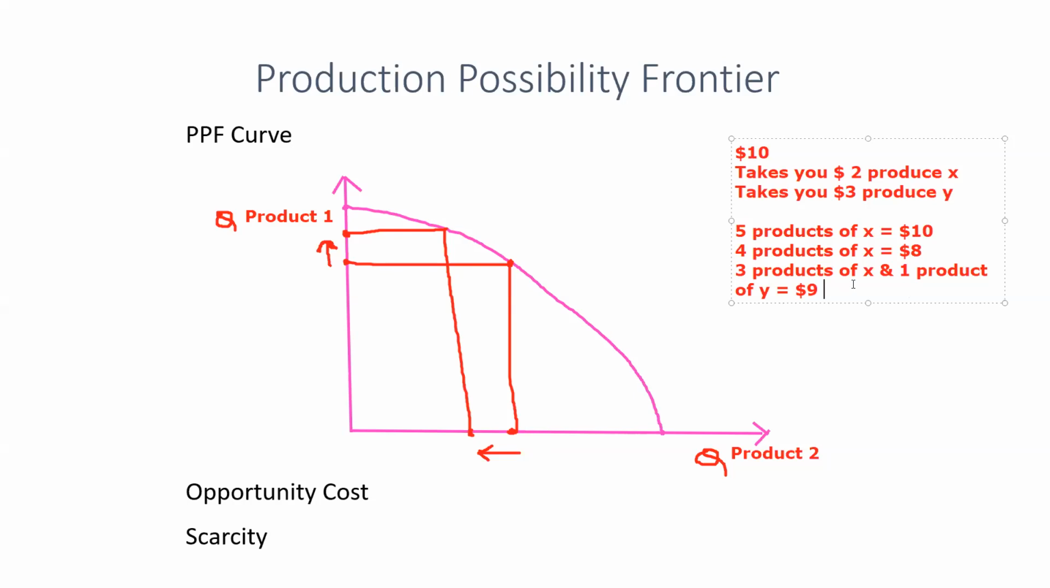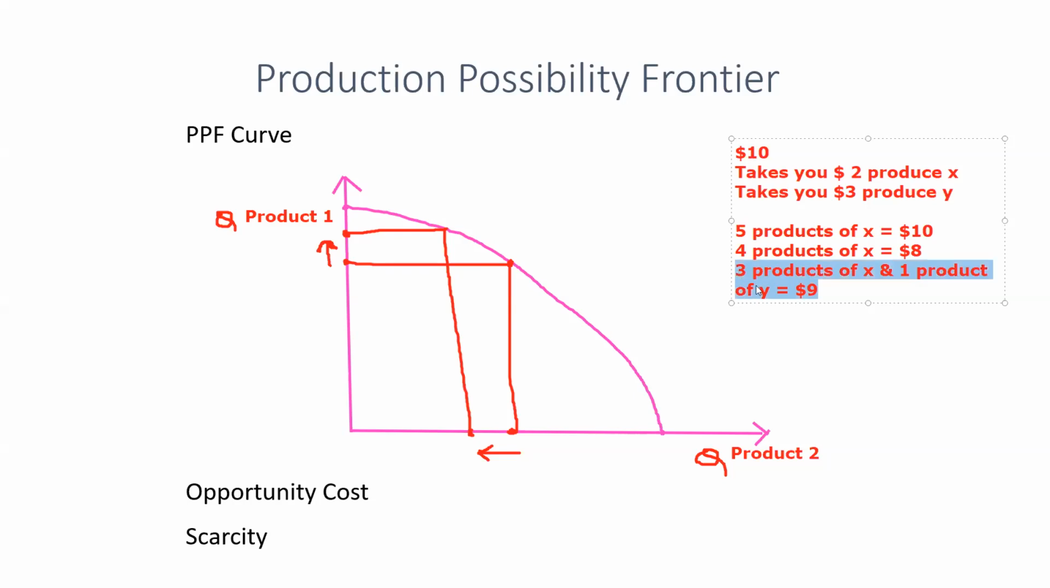However, bear in mind, in this particular case, where you're producing 5 products of 10, you're using up all your $10. So that is the maximum you can produce. However, in this case, where you're producing 4 products of X, you're only using up $8. You're not utilizing the entire amount that you have. It means you are underproducing.